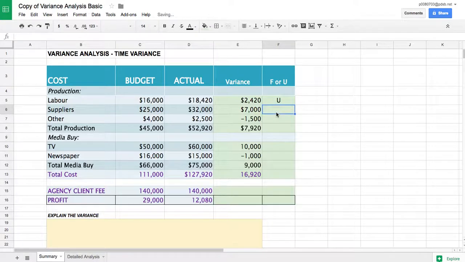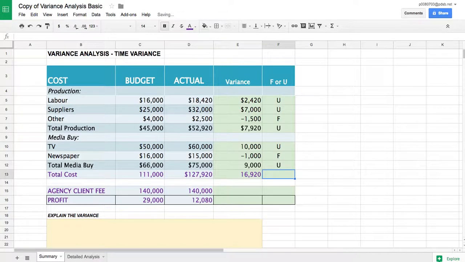There we go. And again, our suppliers, we went over budget, but for some reason we don't know what these other costs are, but we saved some money there. But overall, we lost. Our production went over almost $8,000. Same with our TV, it cost us more. Our newspaper ad, we saved some money, and our total media buy was unfavorable.